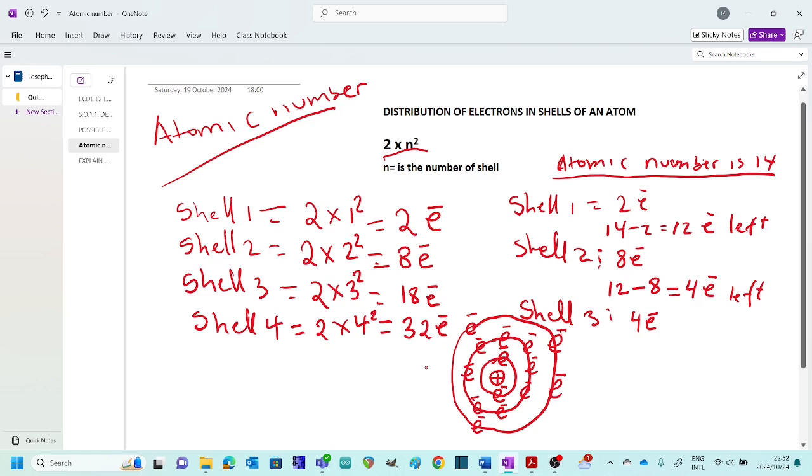So you read your question carefully. The examiner sometimes asks you to just show the calculation. How many electrons will go to shell 1? How many electrons will go to shell 2? How many electrons will go to shell 3? Sometimes the examiner asks you to show calculation and draw a sketch. So you do both like this.